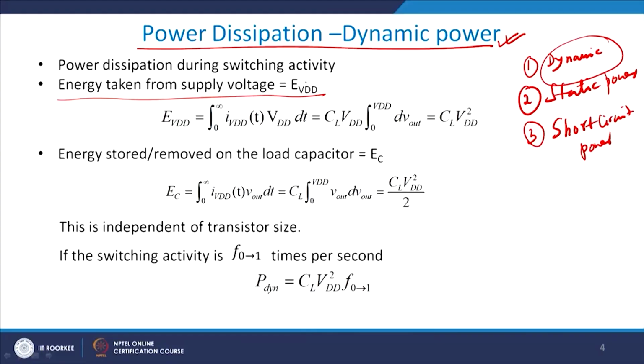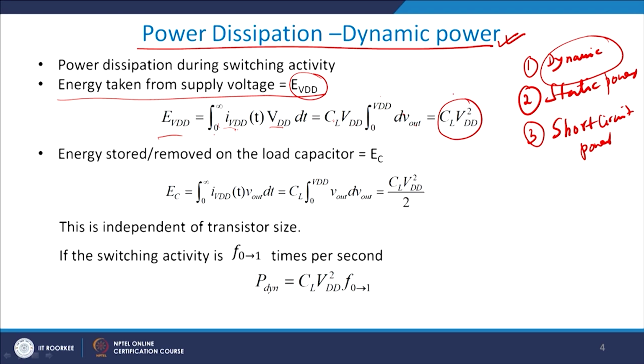If you see, then as all of you are aware, the energy taken from a supply, suppose E_VDD is the energy taken from the supply VDD, must be equal to the integral from 0 to infinity of current multiplied by voltage. V into I is basically the power, and if you integrate from 0 to t in the time domain, what will happen is this: if you break down I and V, I get CL times VDD into the integral from 0 to VDD of dVout, right. If you solve it, I get CL VDD square, right.